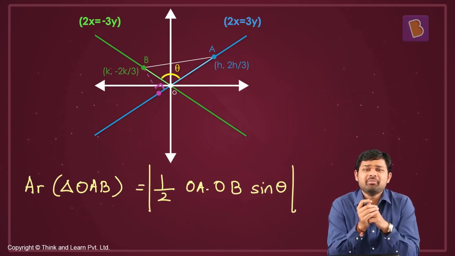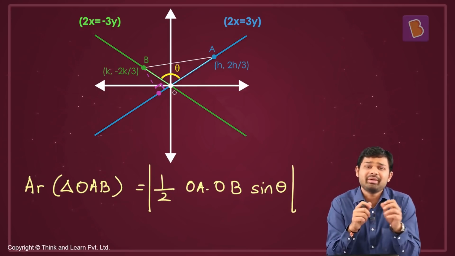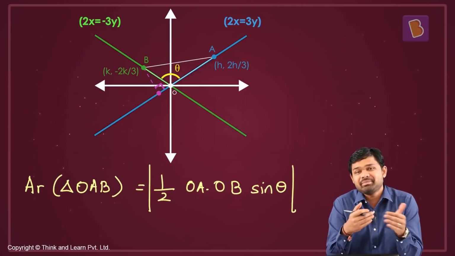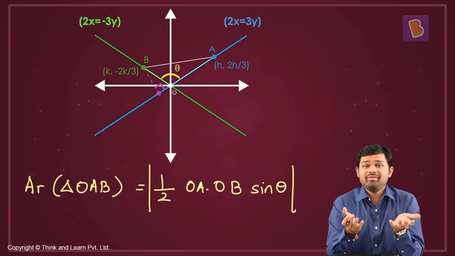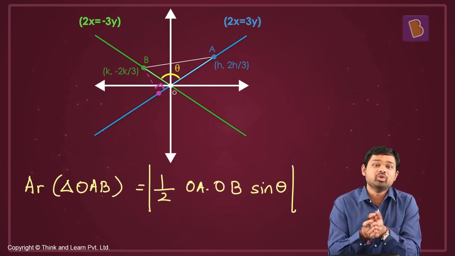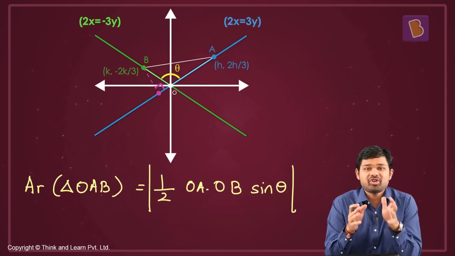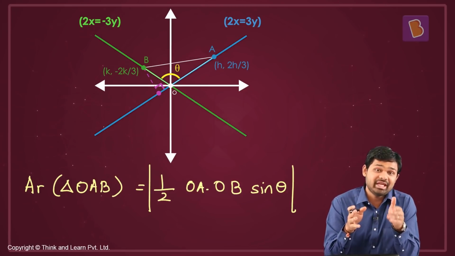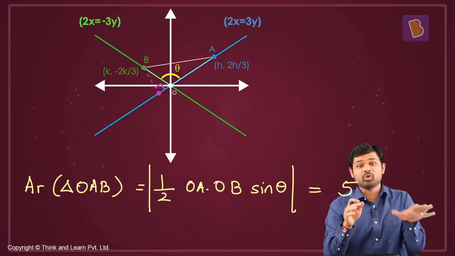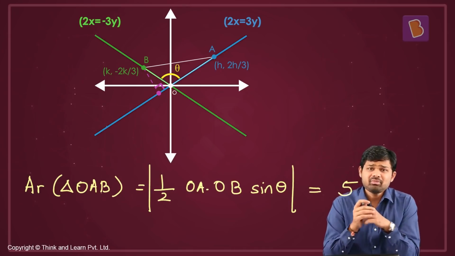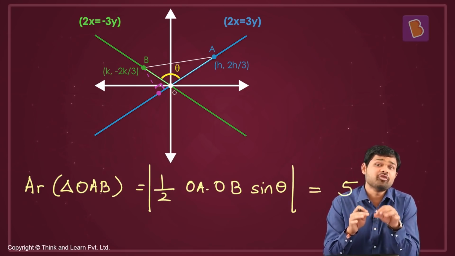And we are going to consider the modulus value of this because, you know, in coordinate geometry, lengths can sometimes be negative because of the direction in which we compute them. But we always consider distance to be a positive unit. So we consider the modulus. So area of triangle OAB is the modulus of half into OA into OB into sine theta, and this is equal to 5 units. So now let's find out what is the distance of OA.